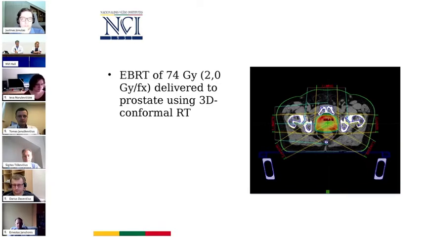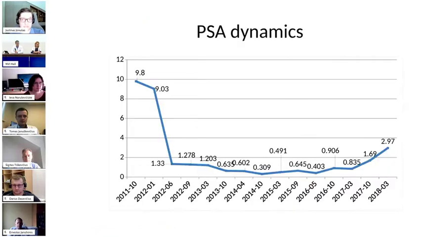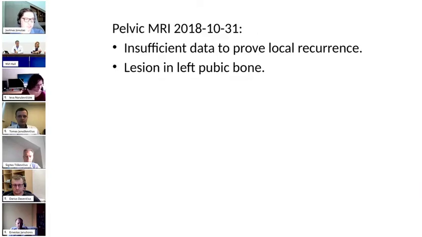74 grays was delivered to the prostate with 2 grays per fraction, and as we can see from the slide, the PSA level decreased and remained stable for a few years. In late 2016, the patient's PSA level started to increase, and by early 2018 it reached almost 3 nanograms per milliliter. A pelvic MRI was performed. Maybe we can see those images, please.